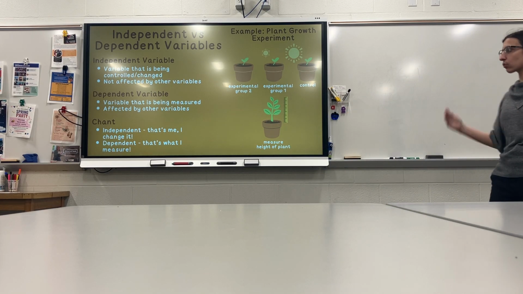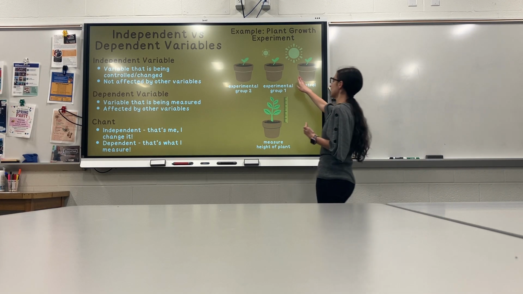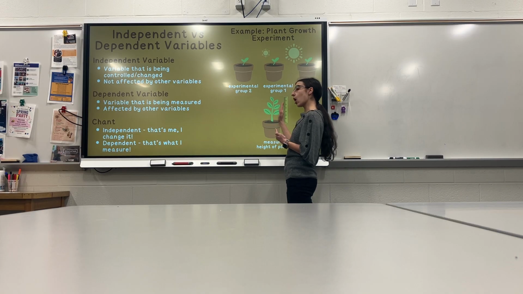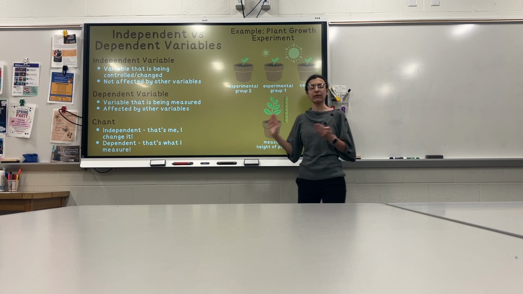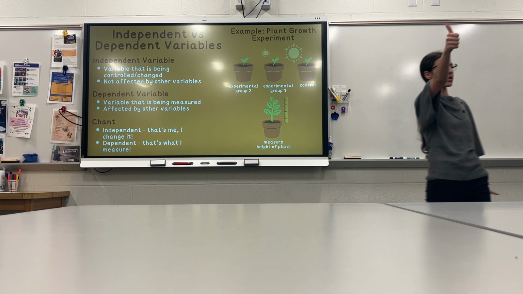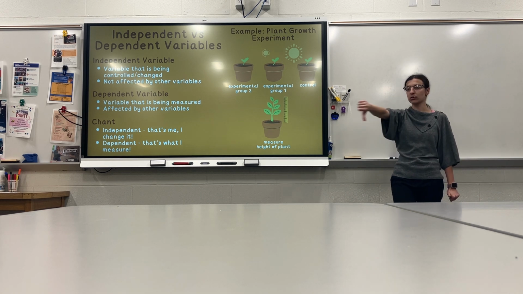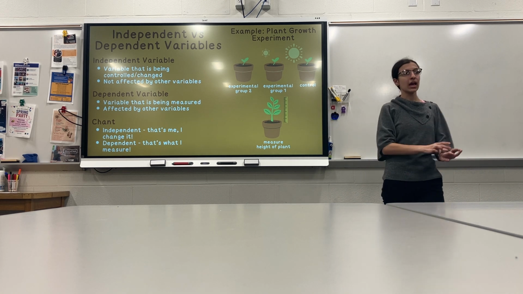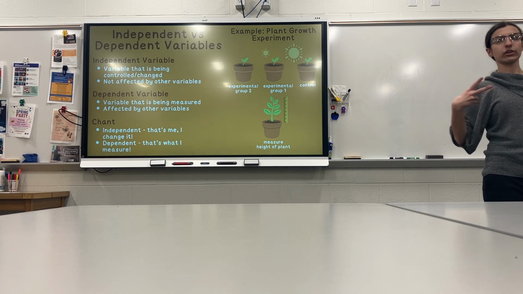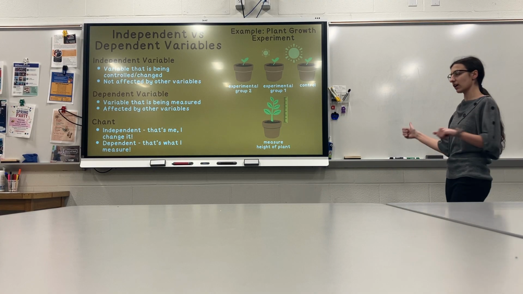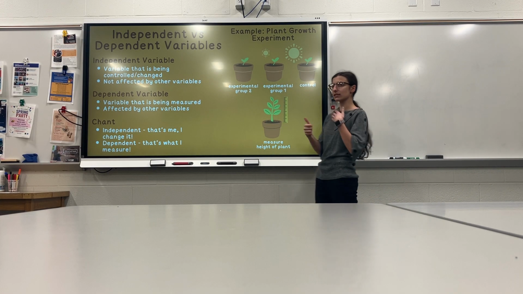What are we controlling? Are we controlling the amount of light the plant gets, or how tall the plant is? If you think it is light, I want you to put a thumbs up. Who thinks light? Thumbs down if you think it is height, okay? If you disagree with your neighbor, I want you to talk to your neighbor. Okay, I see lots of thumbs up, so lots of people think it's light.